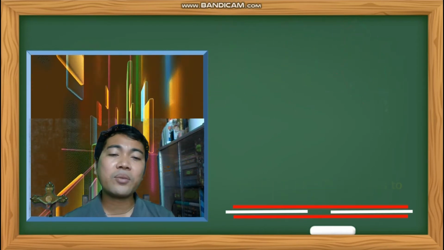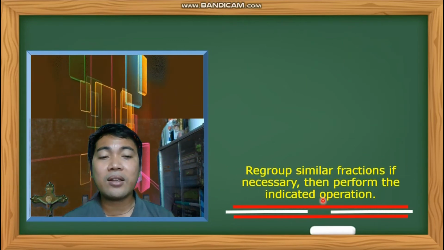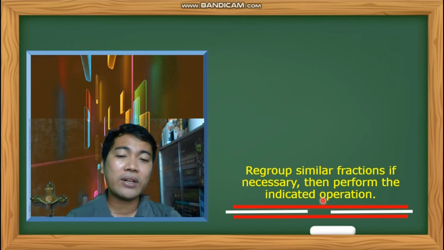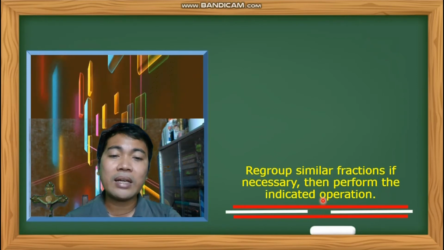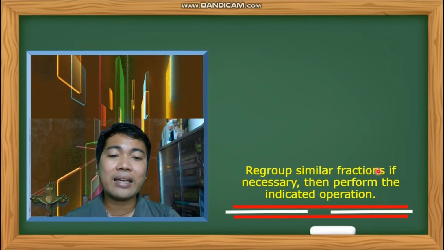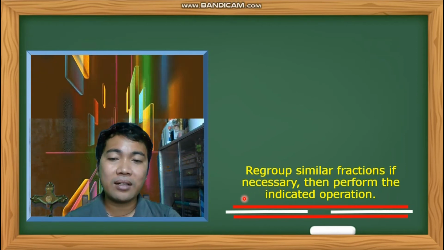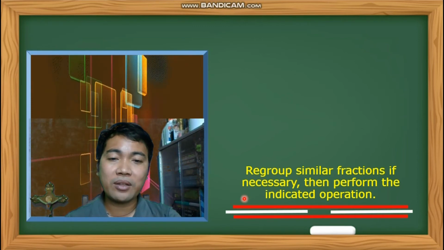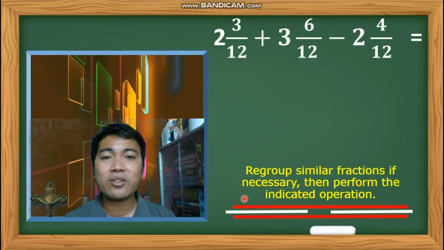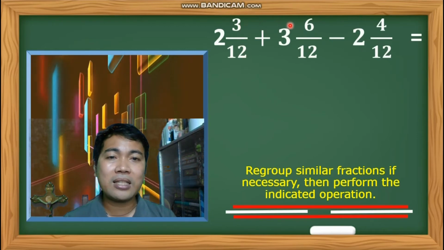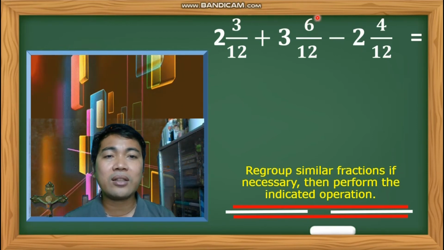Next rule, regroup similar fractions if necessary. Then perform the indicated operation. I-regroup na natin ang similar fractions and then perform the indicated operation. Anong sinabi dito? If necessary. Kung kailangan lang i-regroup. So, kailan natin siya i-regroup? Kapag hindi natin kayang i-subtract ang dalawang numerator. So, sa tingin natin, itong fractions na ito ay kaya naman nating bawasan. Bakit? Ang first numerator ay 3 at ang 6 kapag i-plus na natin yan, magiging 9, which is greater than 4. Kaya, no need na to regroup.